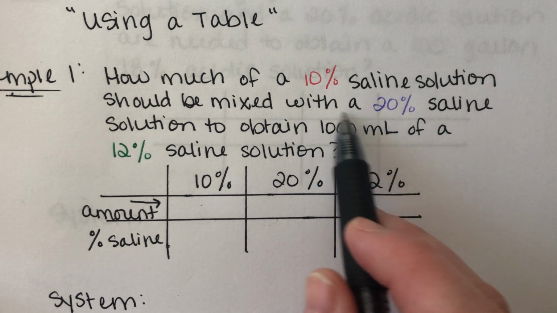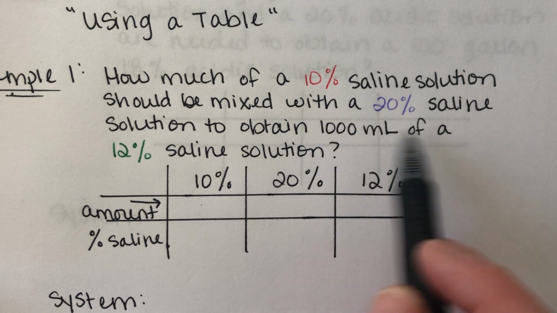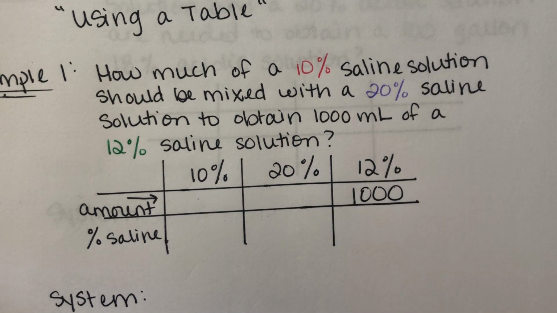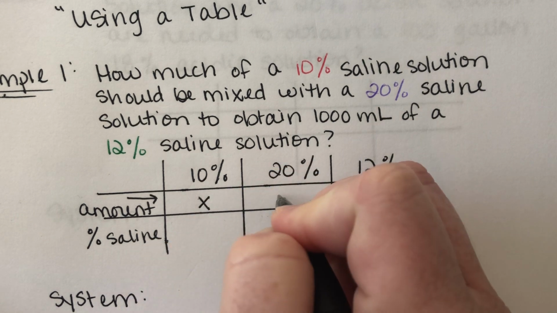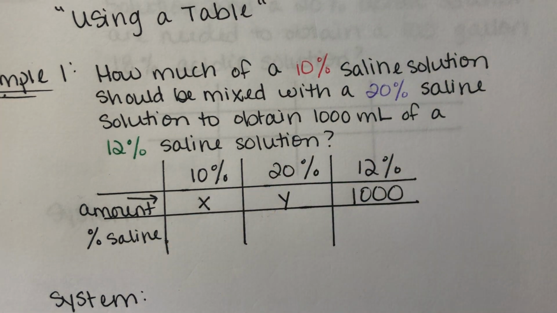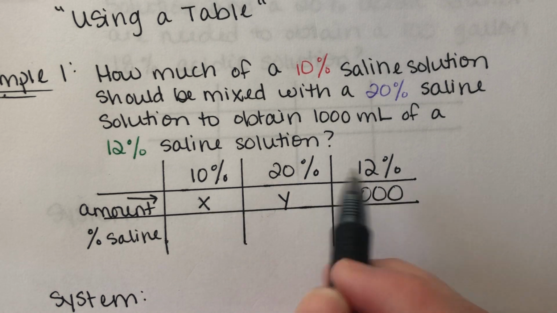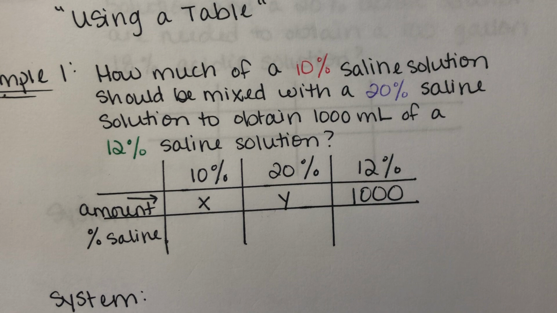All it tells me is that I end up with 1,000 milliliters of 12%. So I know this is 1,000. Do I know how much of each one I use? Nope. So I'm going to call this one X and this one Y. Or you could have done it the other way too. It doesn't really matter. Okay, so some of this plus some of this, add them together, you get all of this, right? We're going to write an equation out of that in a second.